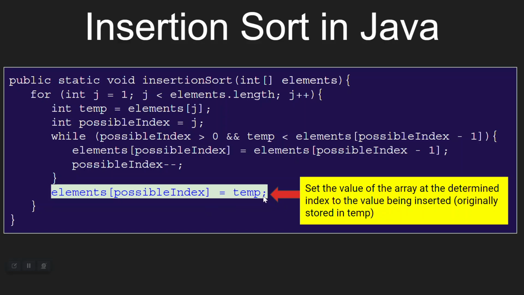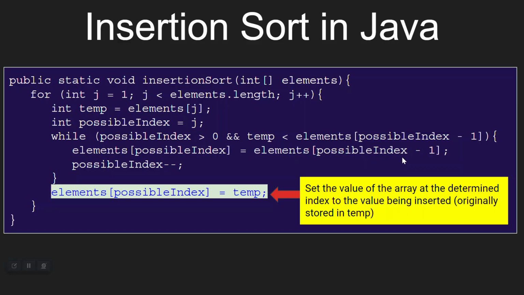So what's interesting about the insertion sort is you can still see the swap algorithm in here. Here it says int temp equals elements at j. And then we can substitute possibleIndex for j, because basically right here we're saying int possibleIndex equals j. And then down here, elements at possibleIndex equals elements at possibleIndex minus 1.